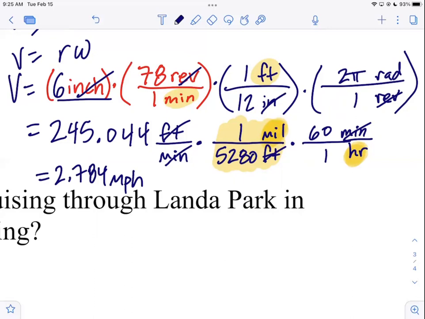If you're behind someone in Landa Park on a weekend and they're going that fast, it's like, would you hurry up? At least drive the speed limit of 20, but they're cruising, right? But for an ant, that is like booking it, right? Especially when it's around a circular path.